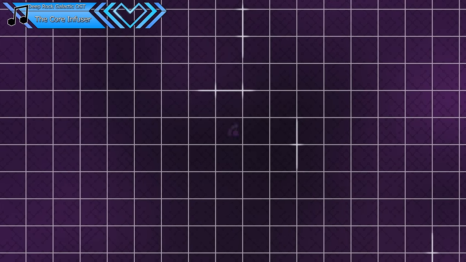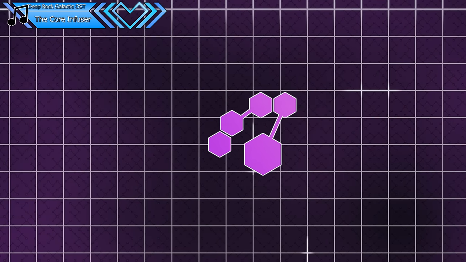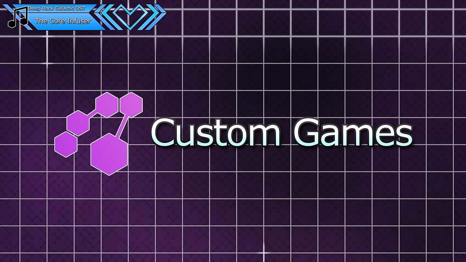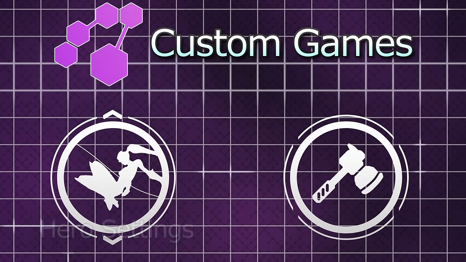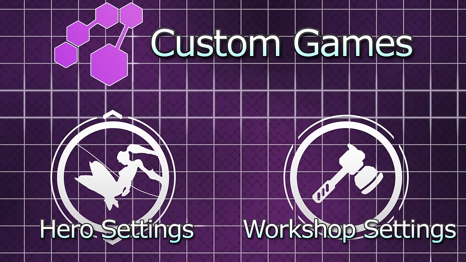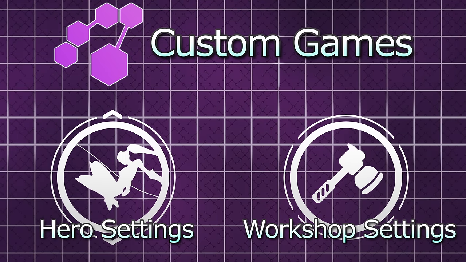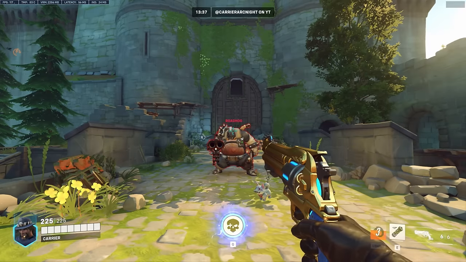In Overwatch, we are able to make our own custom games. Here, we have a handful of options to modify our damage. The two types of changes we can make being hero settings and workshop settings. First, we will check out hero settings. There are two main things we can change here.